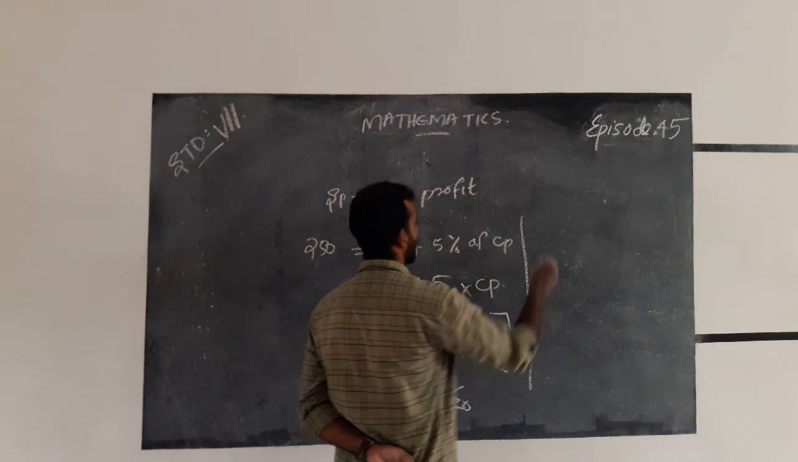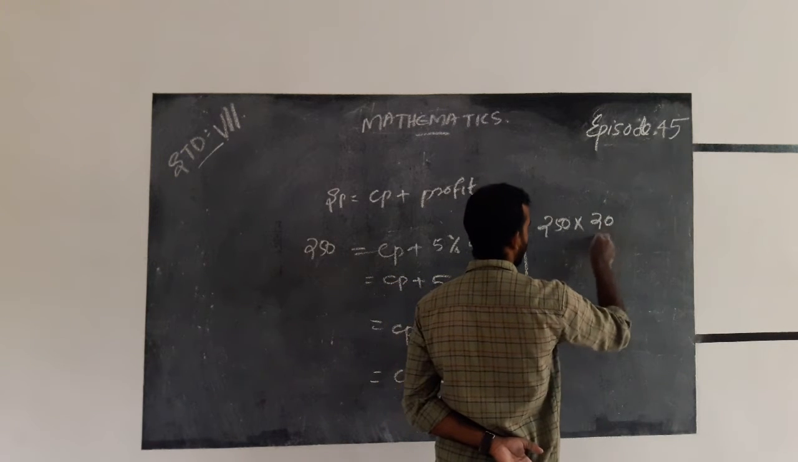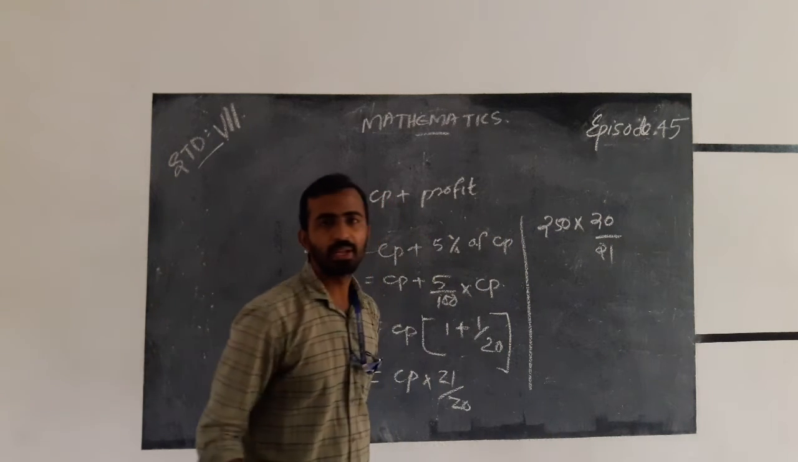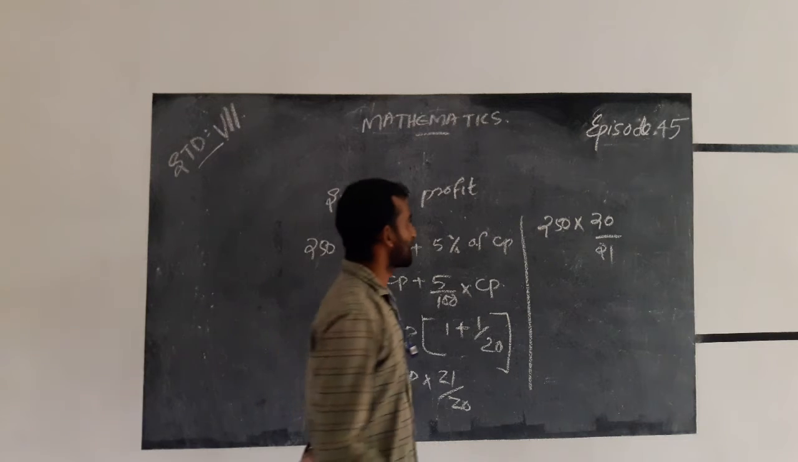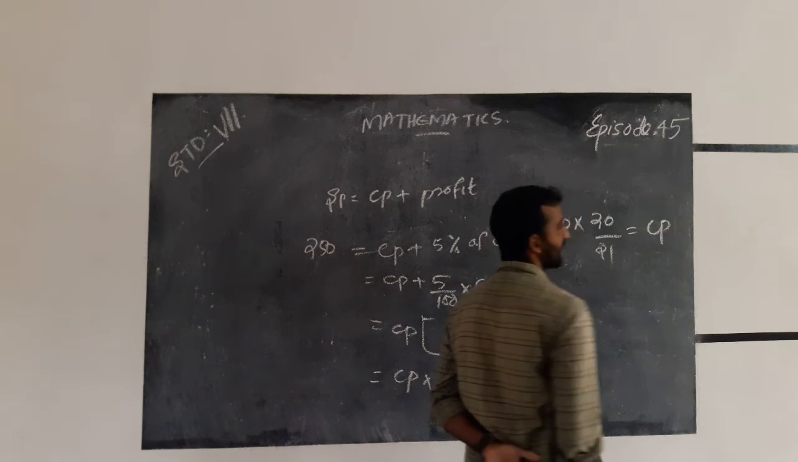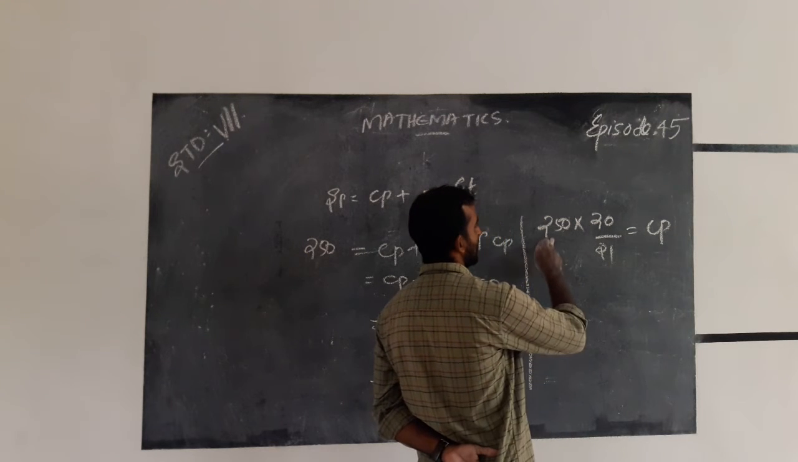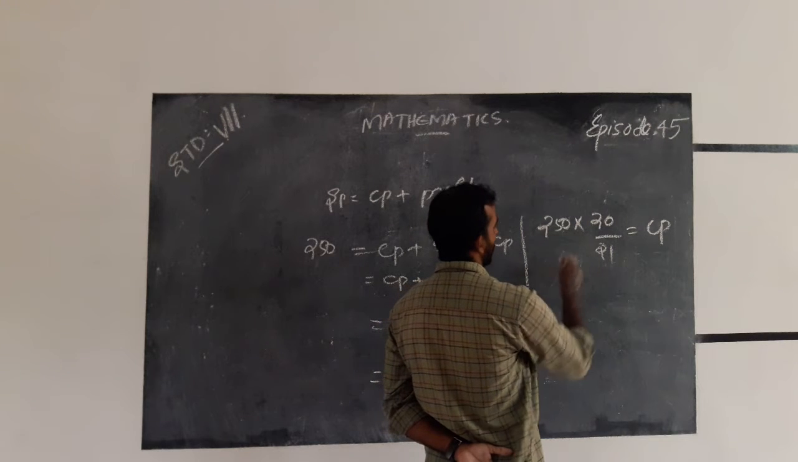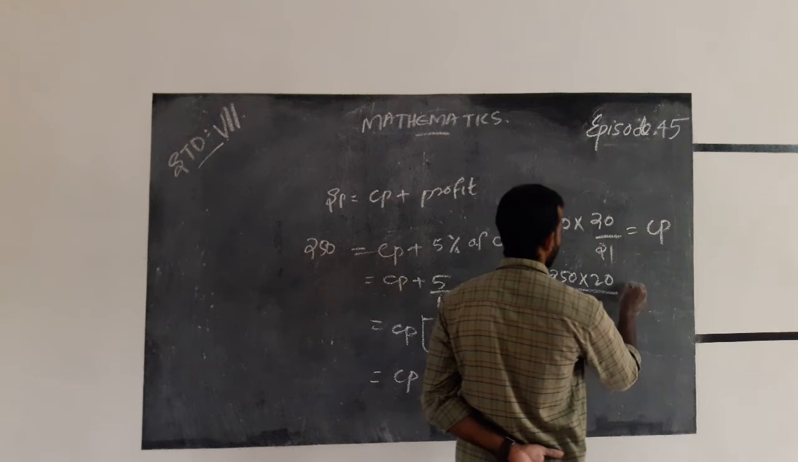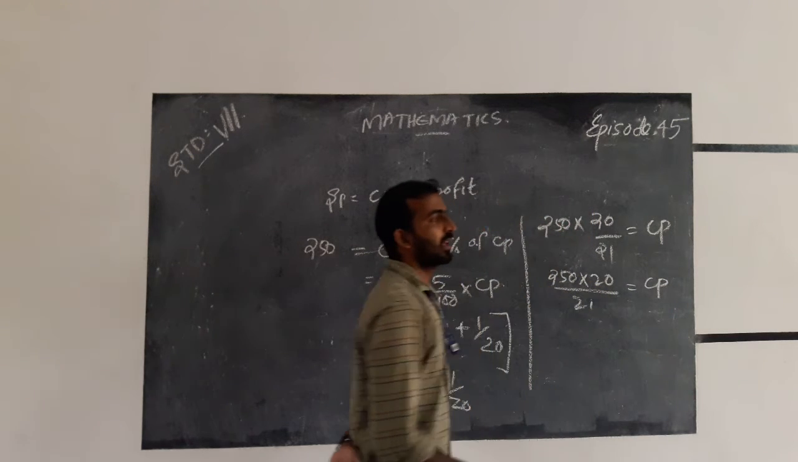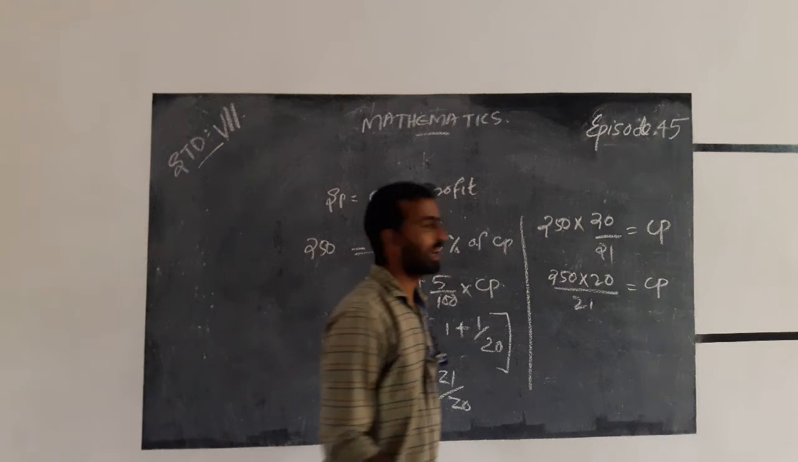That is, next step, 250 into 20 by 21. Is it right? Yes. That is, we can write 250 into 20 by 21 equals CP. Is it right? Yes.